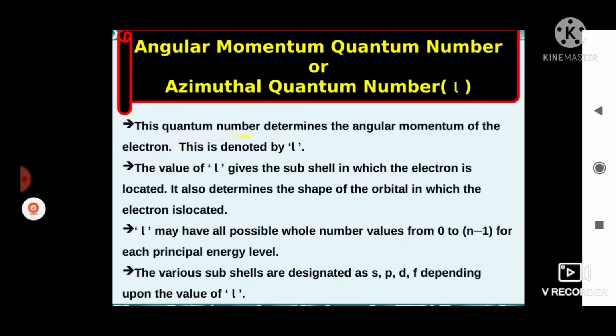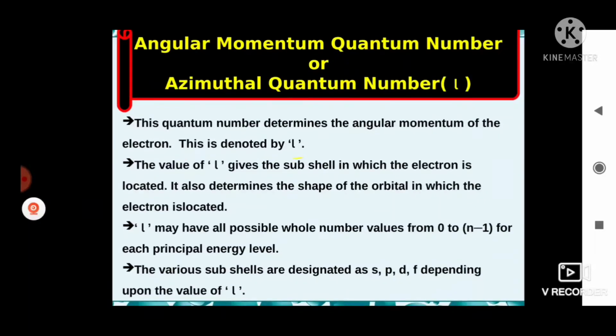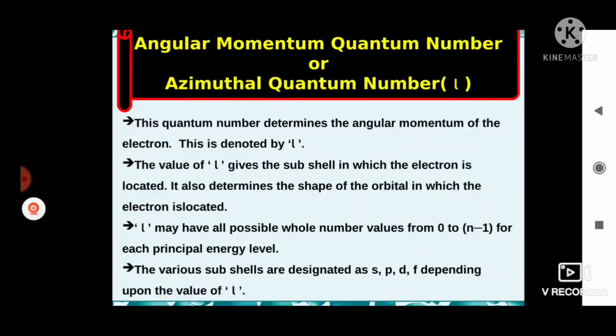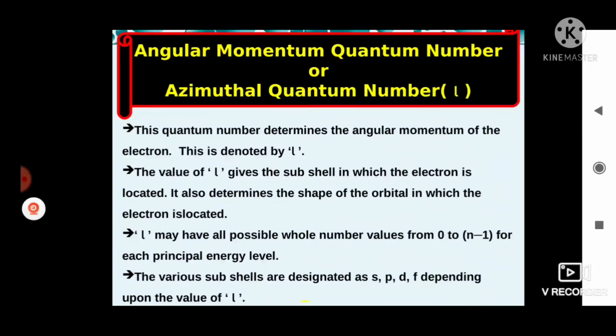Momentum quantum number or Azimuthal quantum number. This quantum number determines the angular momentum of the electron and it is denoted by L. The value of L gives the subshell or sublevel in which the electron is located. It also determines the shape of the orbital in which the electron is located. L may have all possible whole number values from 0 to n minus 1. The various subshells are designated as S, P, D, F depending upon the value of L.